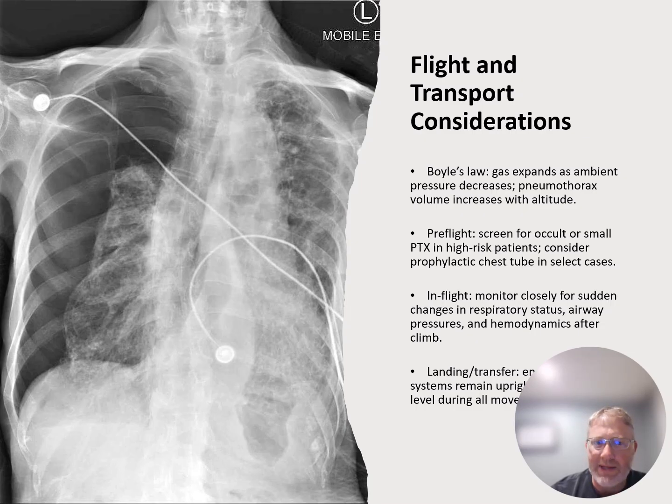On descent and landing, and during transfers between stretcher and bed, always make sure the chest tube systems stay upright and below the chest level. These are the moments when systems get knocked over or clamped inadvertently and can have pretty serious adverse effects. Always handle with care, understand where it should be placed, and do best by your patients.